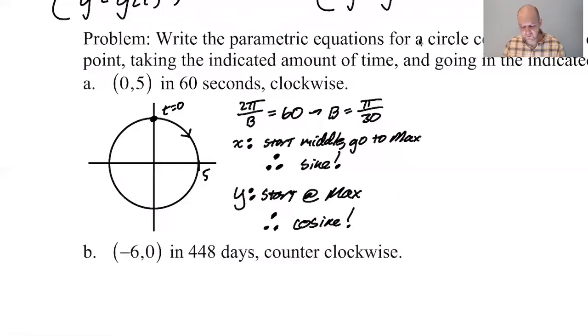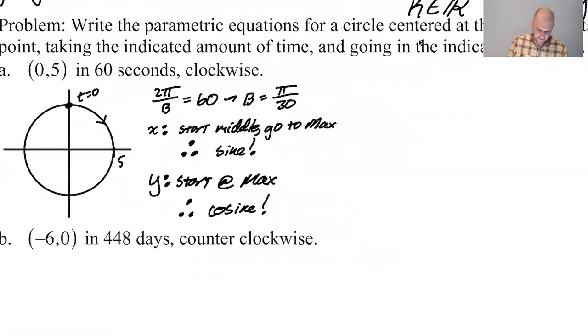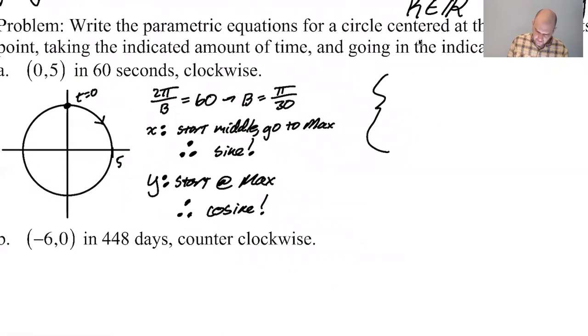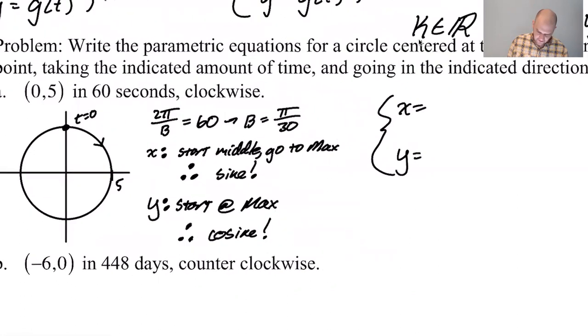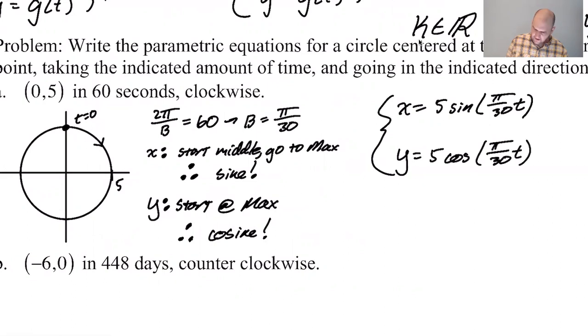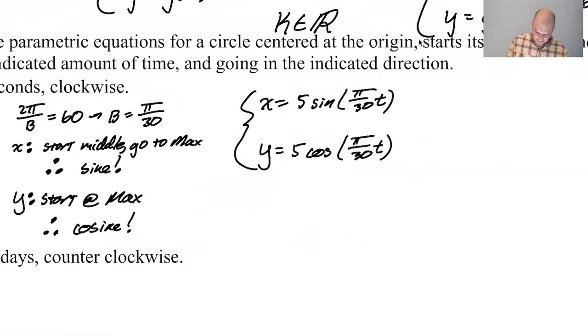Now, I'm going to write my equations. So x is, y is, the radius of the circle is 5. And then we said x is going to be 5 sine of pi over 30 t. And y should be 5 cosine of pi over 30 t. And then t, I'm just going to say t is greater than or equal to 0. Go forever. Just keep circling.